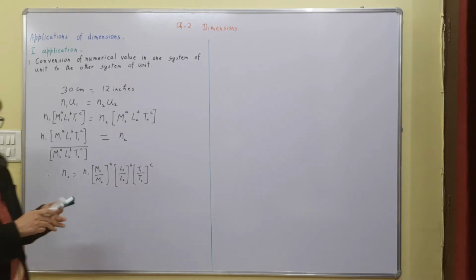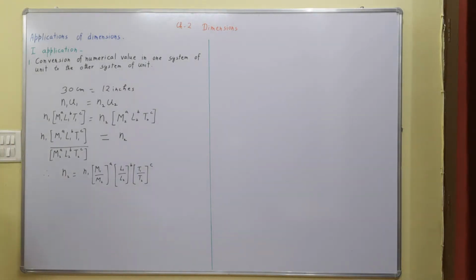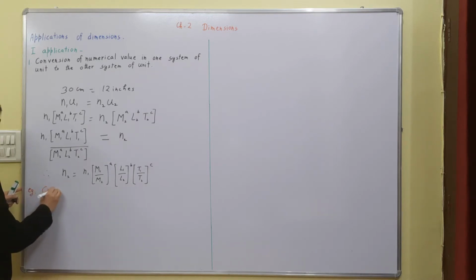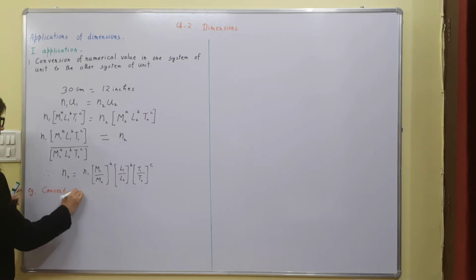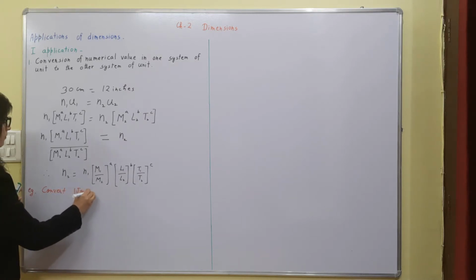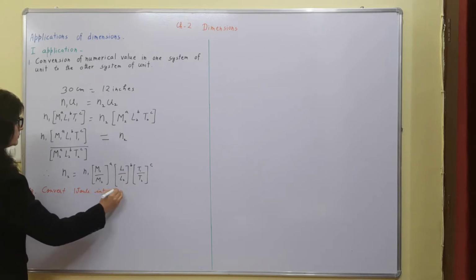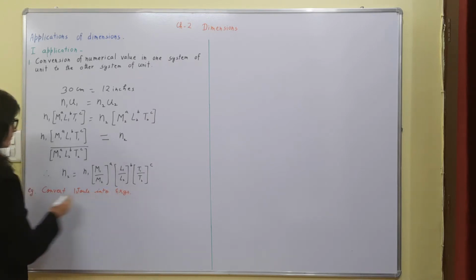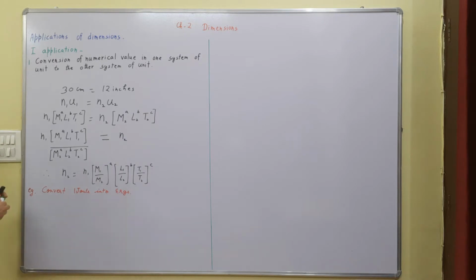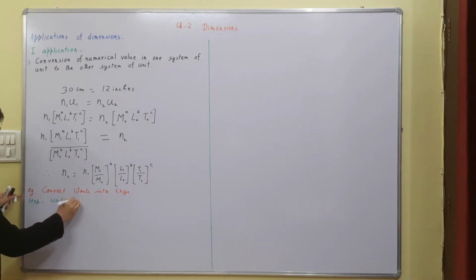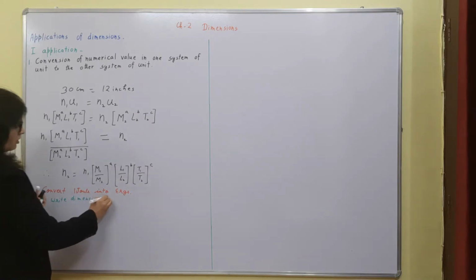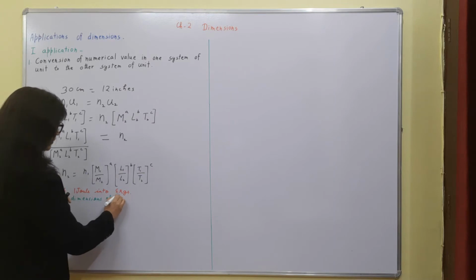Let's take an example to understand this application. Convert 1 joule into ergs, right? So what steps will we follow? I'll write those steps in detail. Step 1 will be: write dimensions of the given physical quantity.